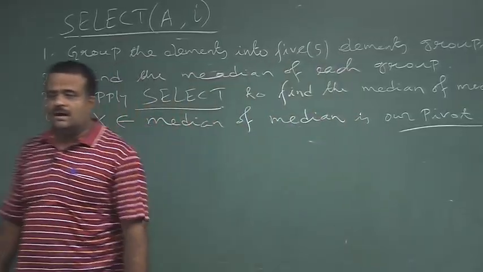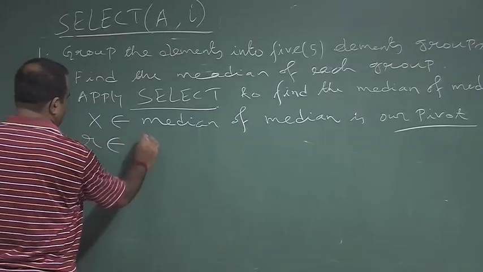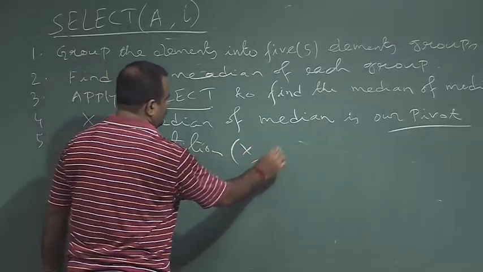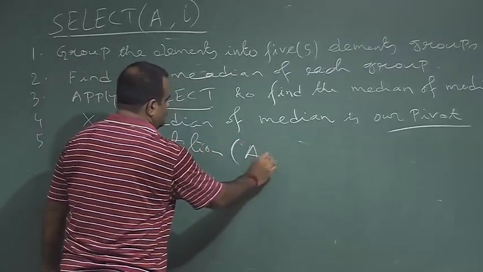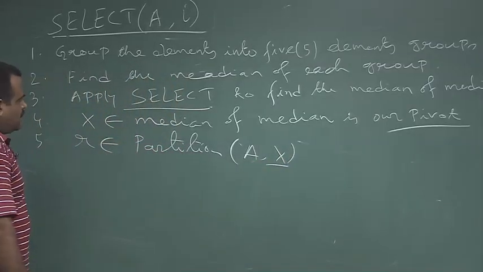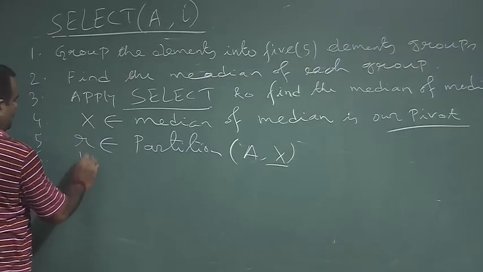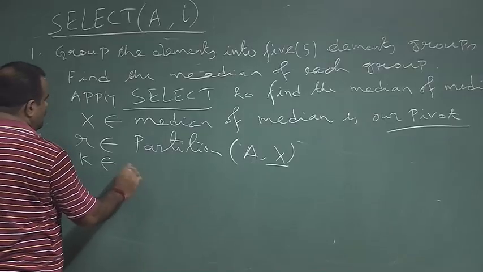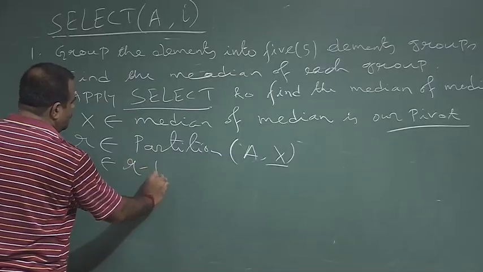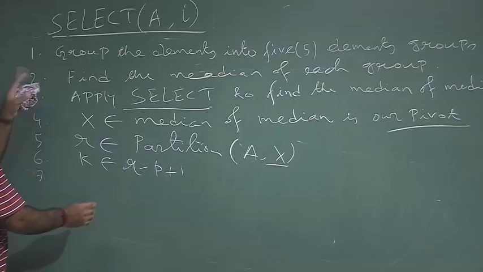Okay. Now, we call the partition algorithm using this as a pivot. We know the position of that pivot element. Okay. So, now we choose the rank of this element. Now, the remaining part is very same. So, k is equal to r minus p plus 1, this is the rank of this pivot, and then we do the same thing as our select was.